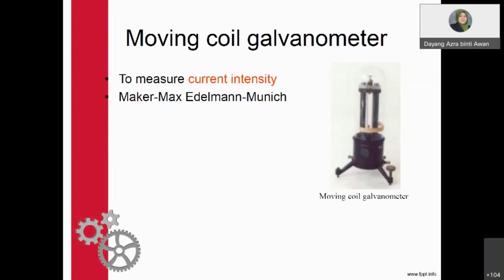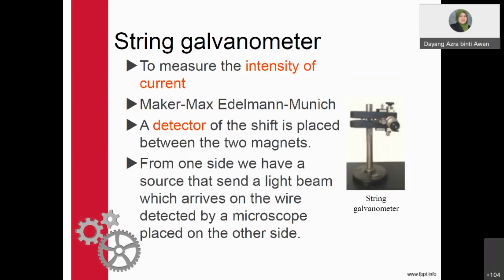Then we have one by Max Edelmann, Munich. This is their moving coil galvanometer, which also measures current intensity. The string galvanometer is also manufactured by Max Edelmann, Munich. They use a detector which is placed between the two magnets. From one side, we have a source that sends a light beam, which arrives on the wire detected by a microscope placed on the other side of the device itself.